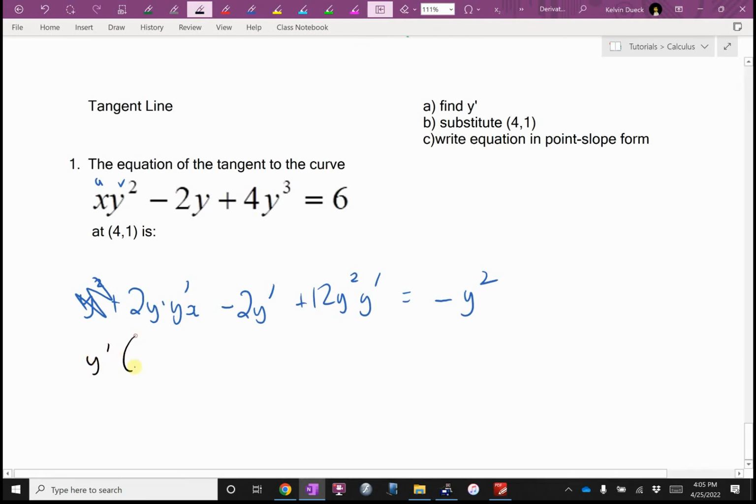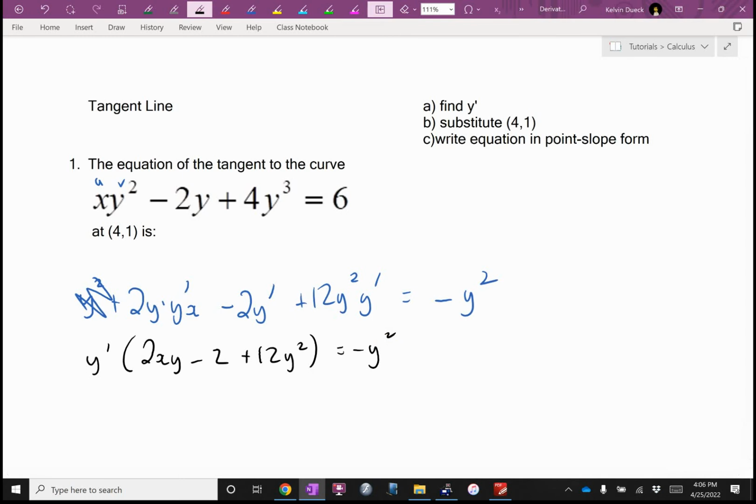Is there a y prime there? And there? And there? How many y primes do I have? 3. How many would I prefer? 1. It would be neat if there was a math operation that I could pull in my back pocket. Y prime bracket 2xy. It's yx, but I wrote it alphabetically because that's fingernails on the blackboard of my soul. Minus 2 plus 12y squared. That equals negative y squared.